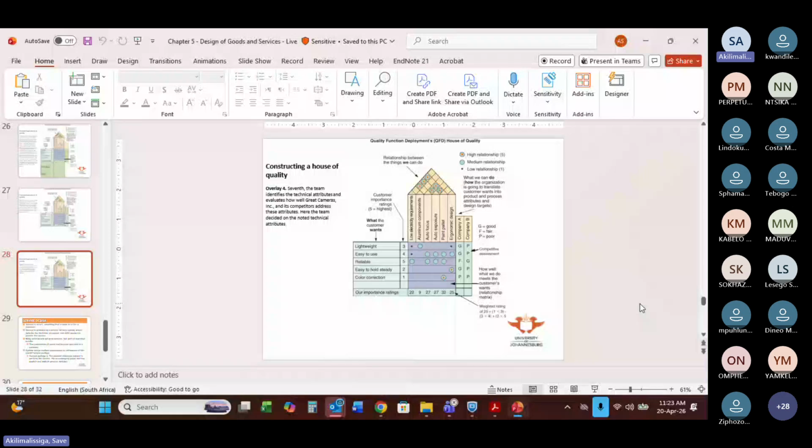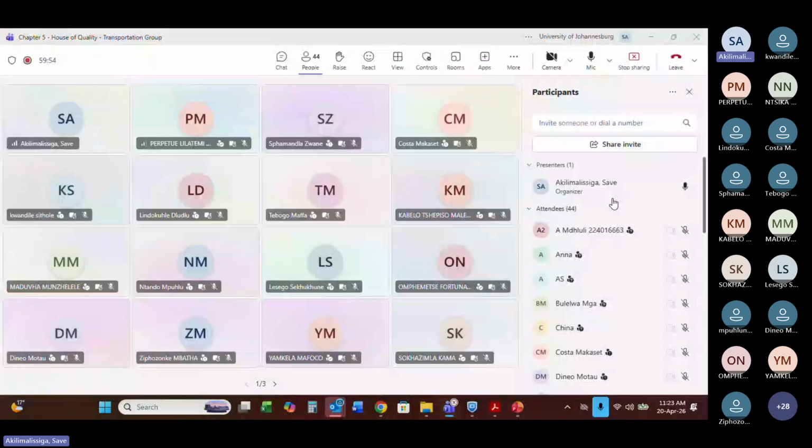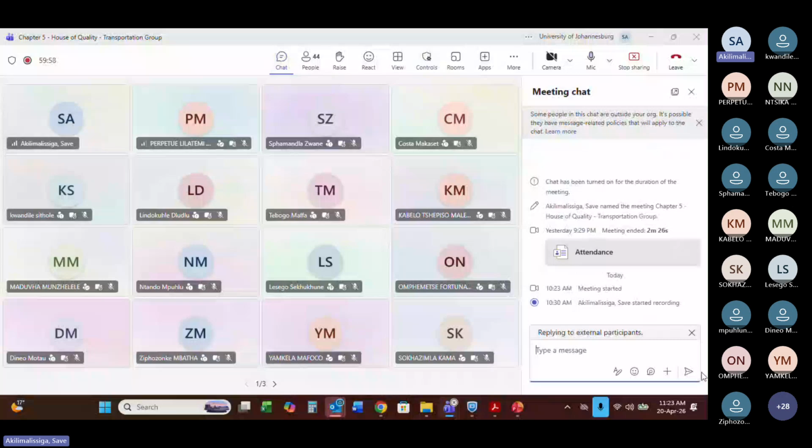Ladies and gentlemen, do we have any questions? I can see in the chat we don't have questions, so let's take the attendance register and then we can leave, and I will see you on Wednesday. On Wednesday I'm going to post a case study on Moodle, probably tomorrow. That is the case study that we are going to analyze on Wednesday, so that we can understand the house of quality. So let's take the attendance.